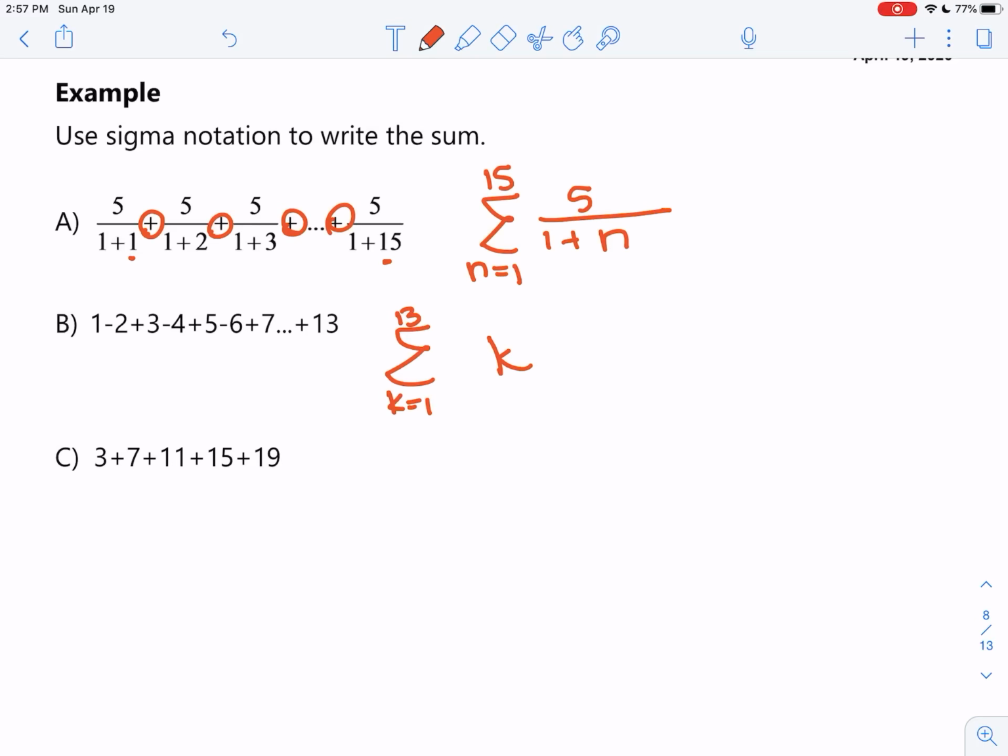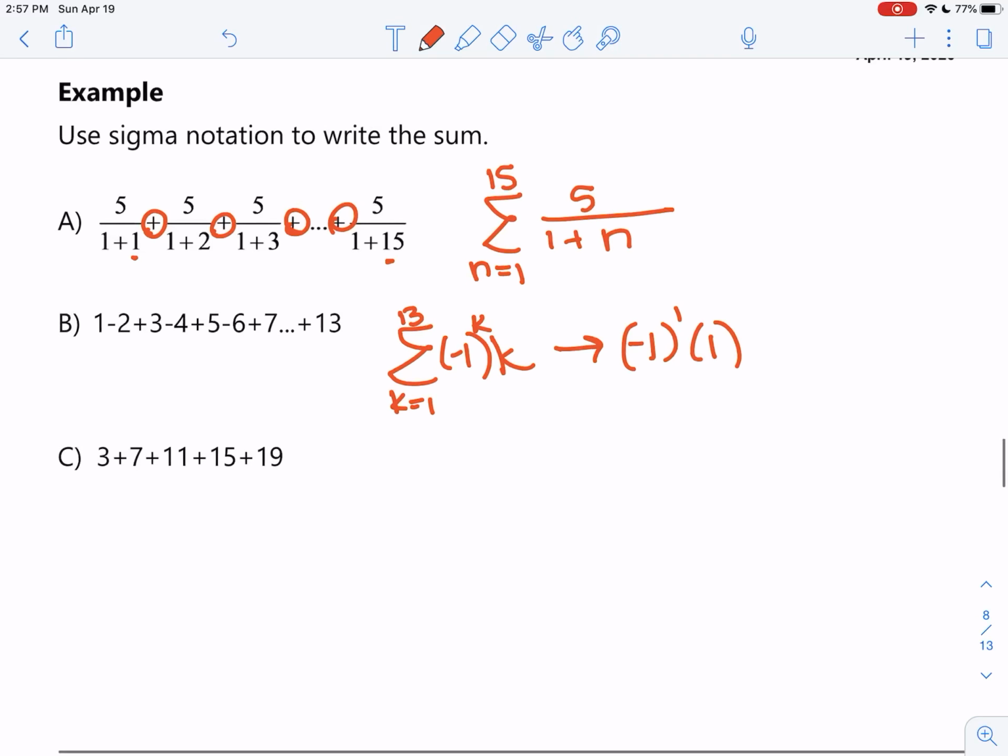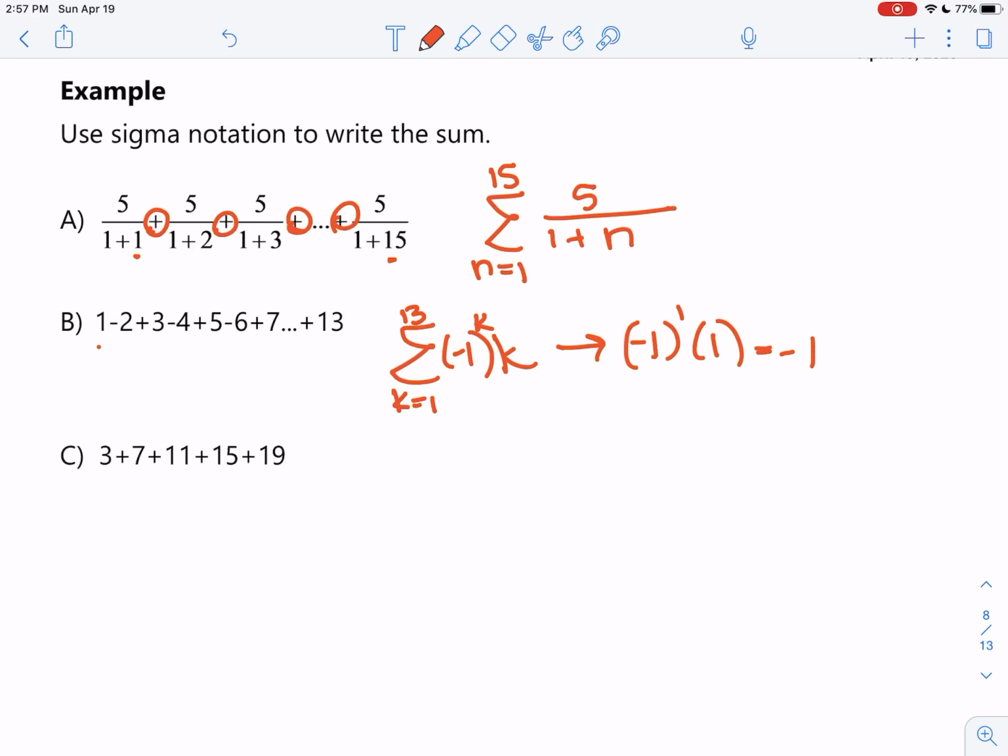So when you've got this alternation, you want to play with the power of negative 1. Negative 1 to a power. Okay, so let's try this. If I plug in 1 for K, what do I have? I would have negative 1 to the 1 times 1, which would give me -1, right? Is that my first term? No, that doesn't quite work, but it's going to get me close. Let's make this k plus 1. Let's see if this works.